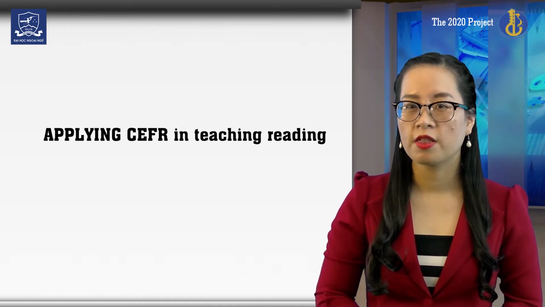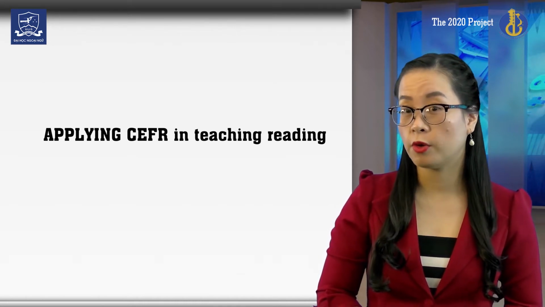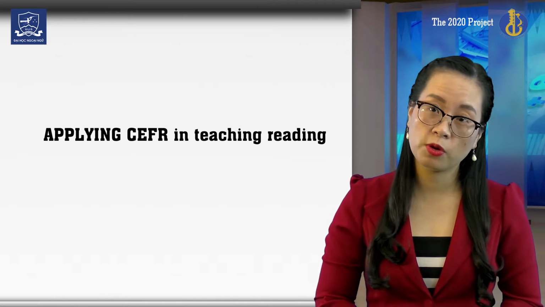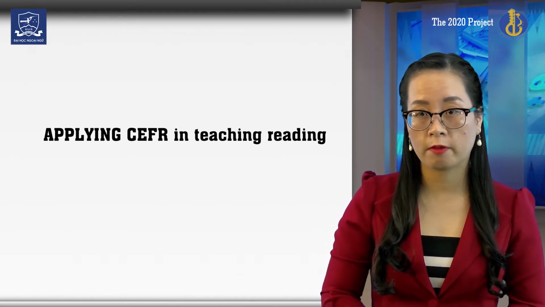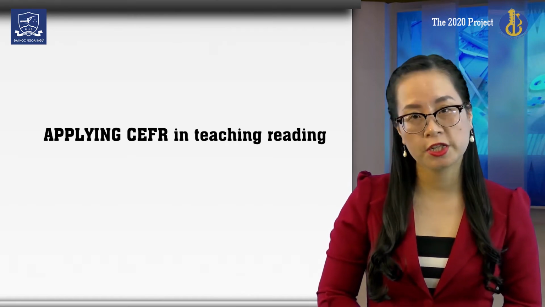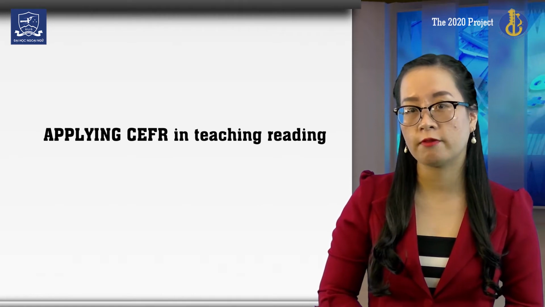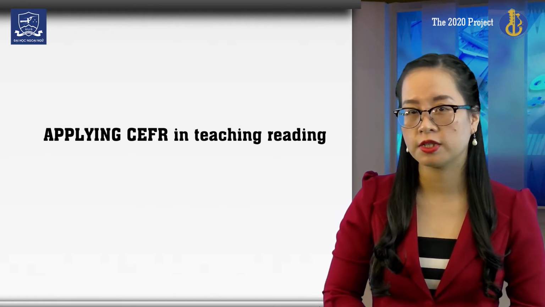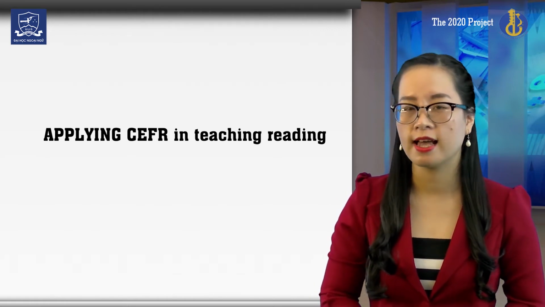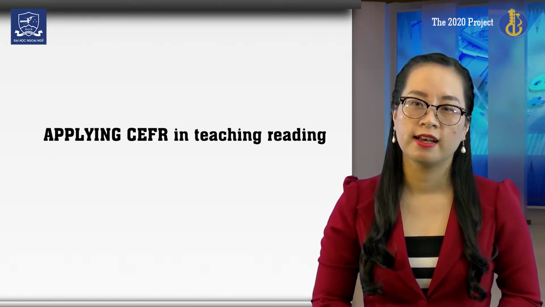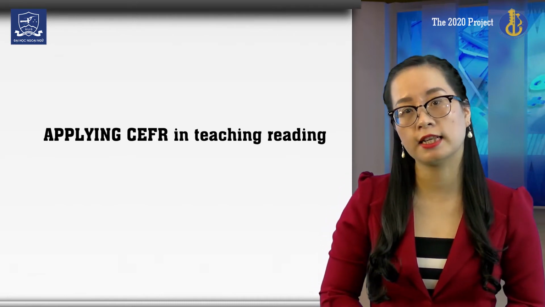Well, for each skill, there are 2 modules, one about levels A1 and A2, the other about levels B1 and B2. And this module is about applying CEFR in teaching reading at levels A1 and A2. By the end of this module, teachers can understand the benchmarks of CEFR for reading skills in levels A1 and A2, then use the knowledge to assess their students' reading competence and find extra resources for their reading levels A1 and A2. In this first video, we will have a look at the different descriptors of reading level A1.